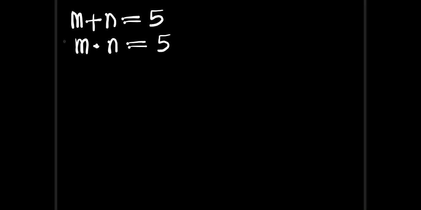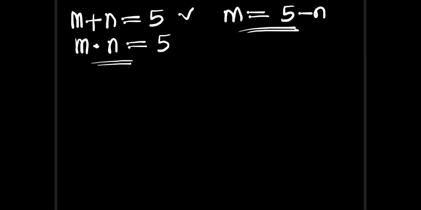Hello, in this video we are going to solve these equations and find the value of m and n. Now let's start with this first equation. From here we can have m equals 5 minus n. Then we can substitute this for m in this other equation.